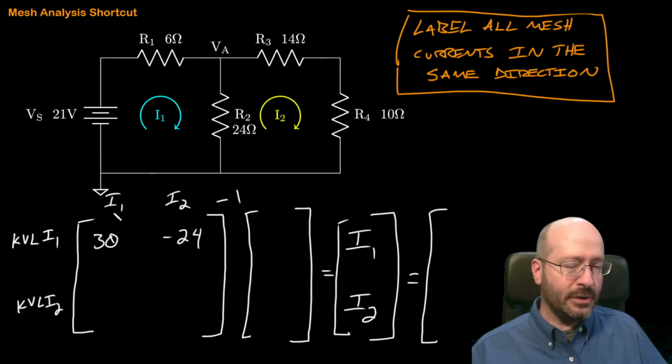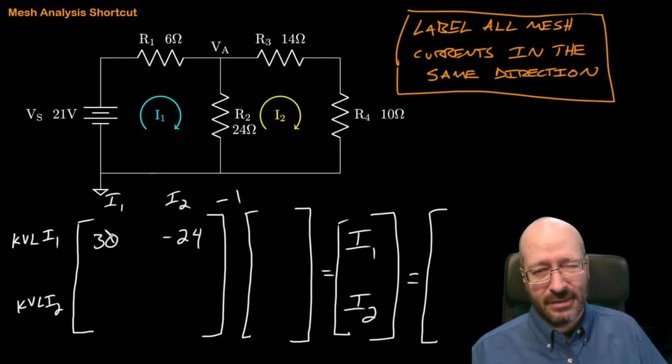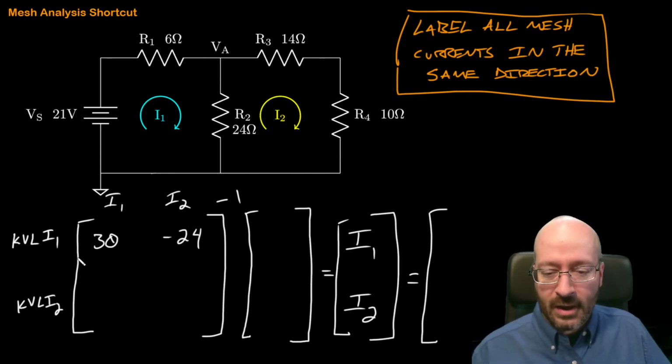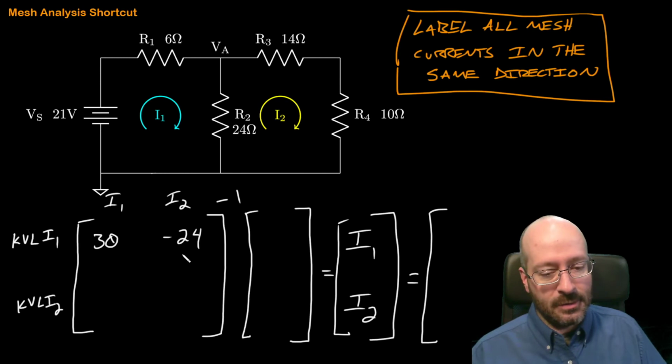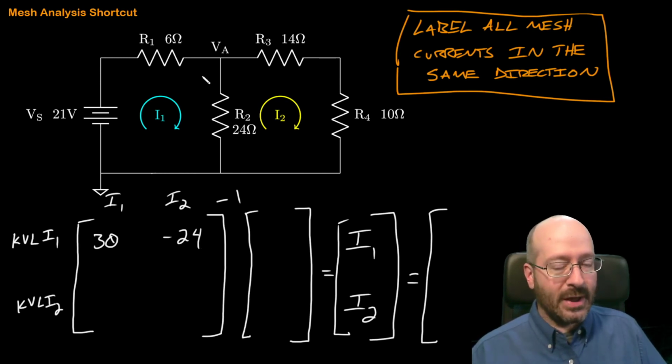And then what does I1 share with itself? If that's a question you can ask. That's a funny way to say it, but it's kind of how it works out. What does I1 share with itself? Positive 30. What does I1 share with I2? Negative 24. And then on the right-hand side, we move around and we look for any voltage drops.